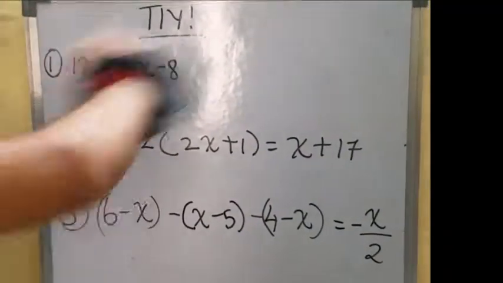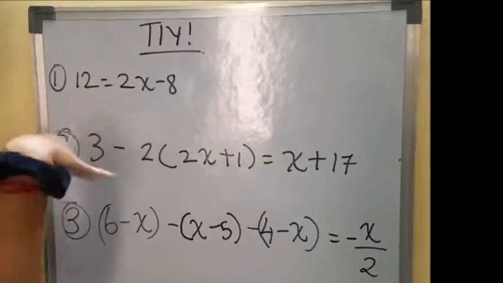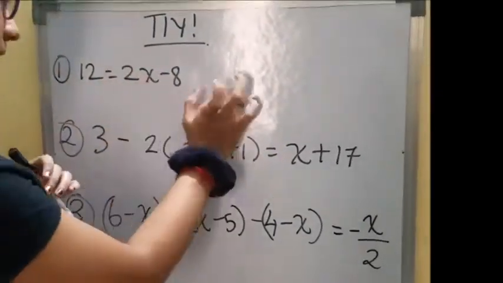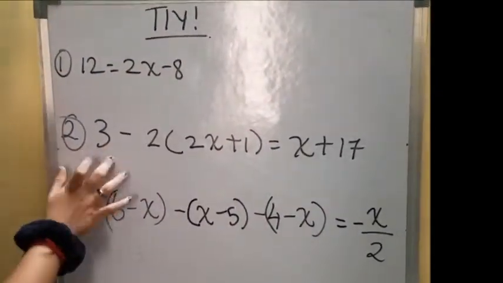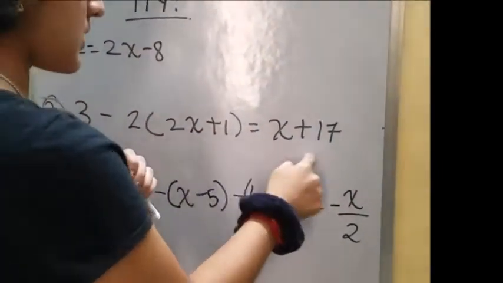So this is your DIY. The first question, we're going to start with a little warm-up. It's 12 equals 2x minus 8. The next question is going to be 3 minus 2, brackets, 2x plus 1 is equal to x plus 17.